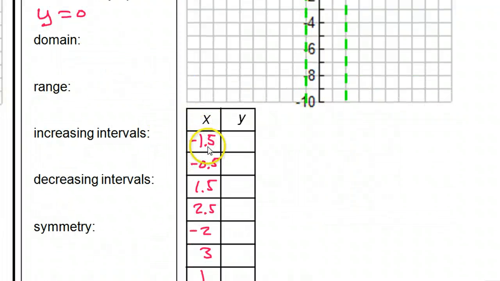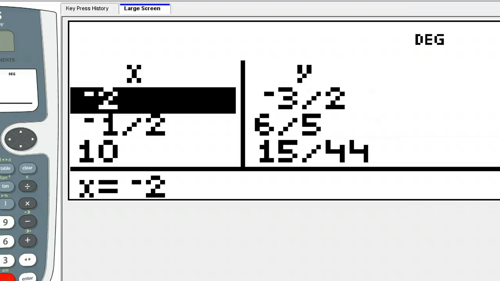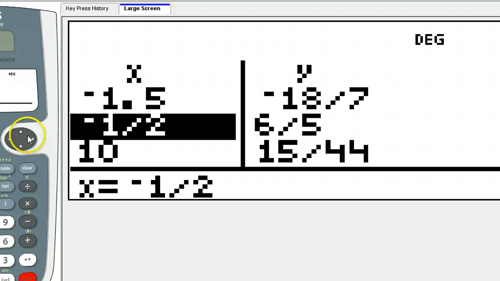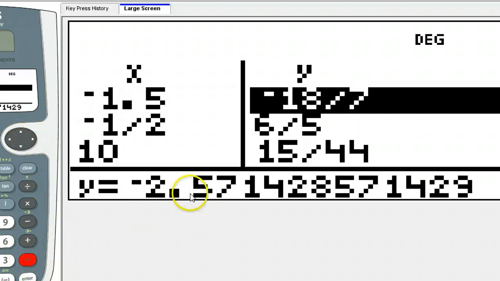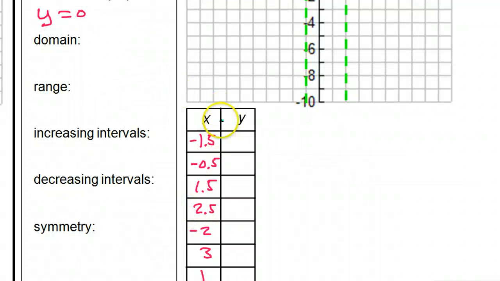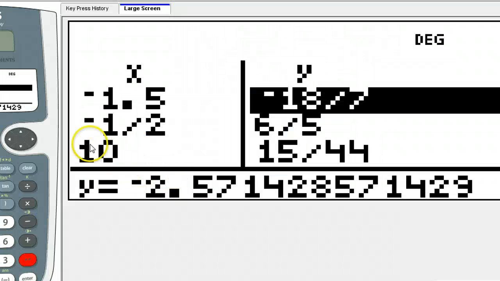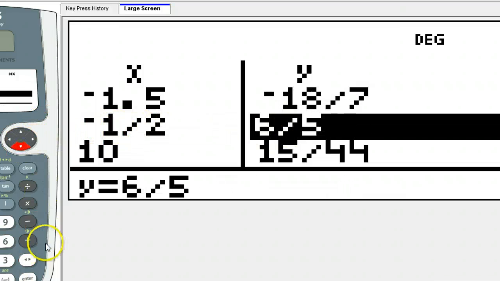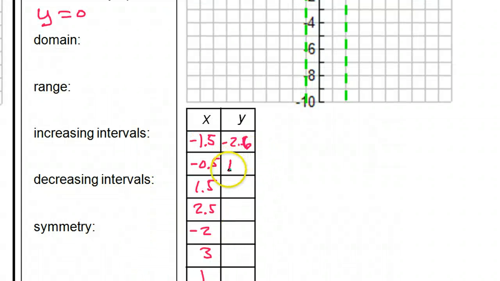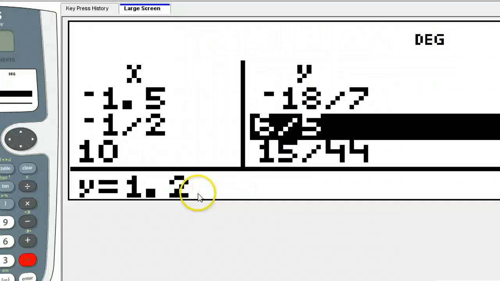So -1.5. That's this. Toggle it. That's -2.6. And -0.5. Oh, well, it's already there. -1/2. That's this. Okay, so that's 1.2. And 1.5.